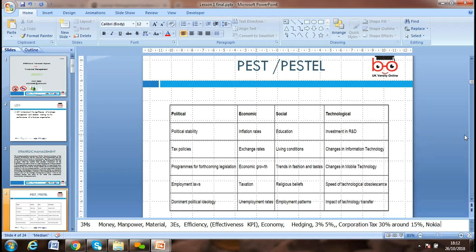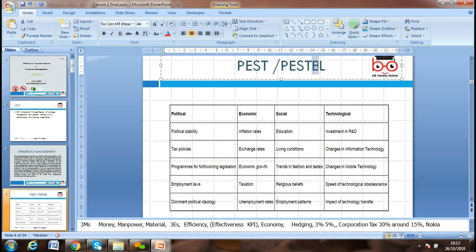It applies to ourselves as well in our daily lives. Nokia carries on; innovations come from research and development. Changes in information technology, changes in mobile technology, speed technologies. Always keep in mind these are linked, the micro environment with our financial management.